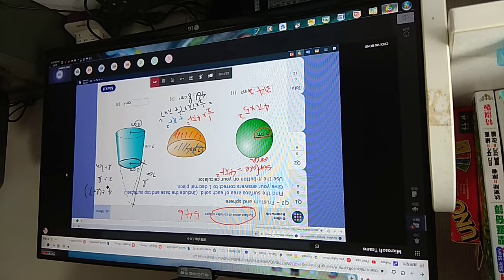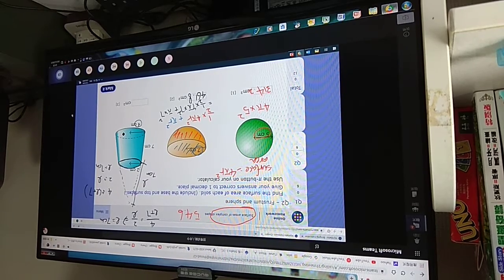4 to L plus 7 is equal to 2 to L. Or maybe I rewrite it in this way. Okay, so we solve this equation. L will be equal to 7 cm.